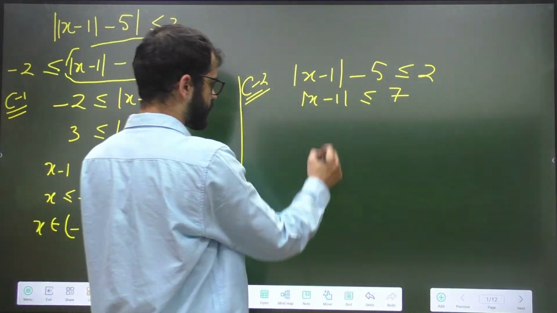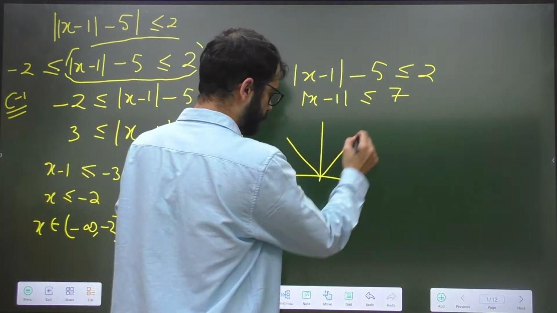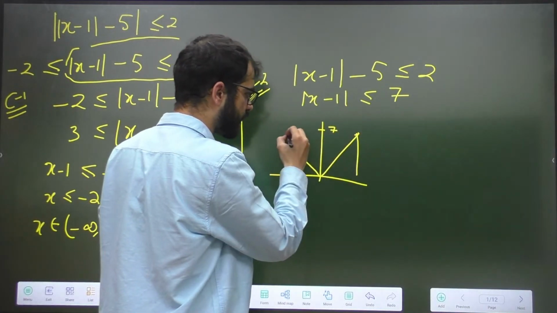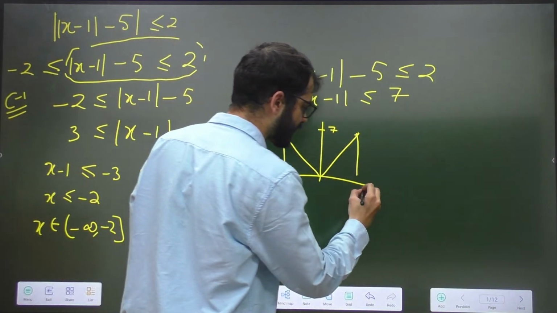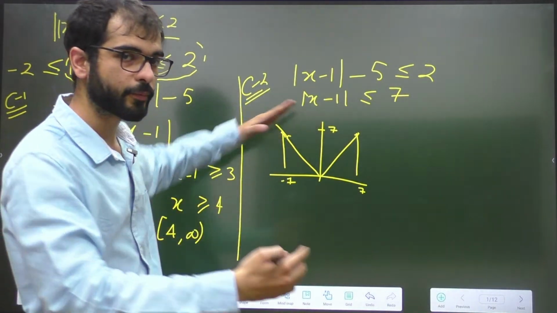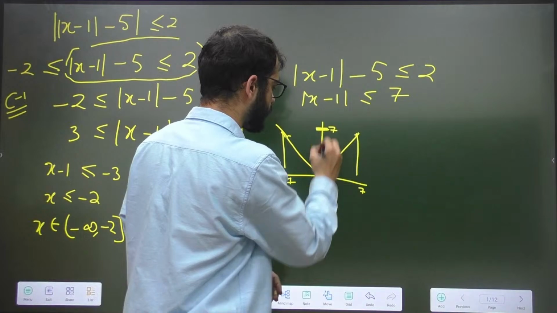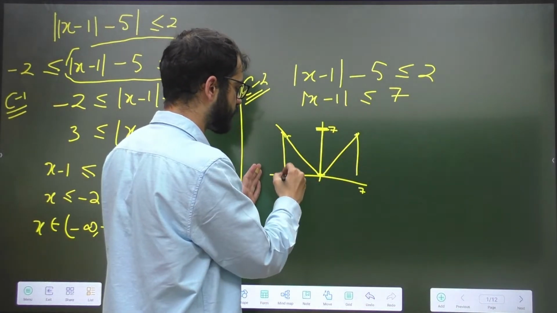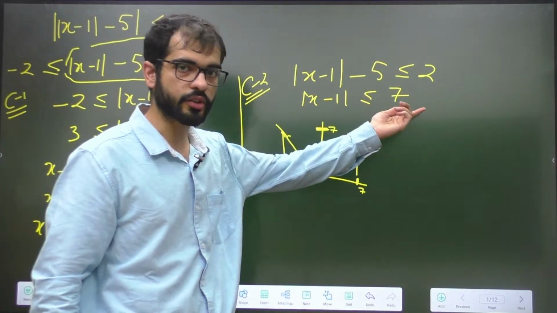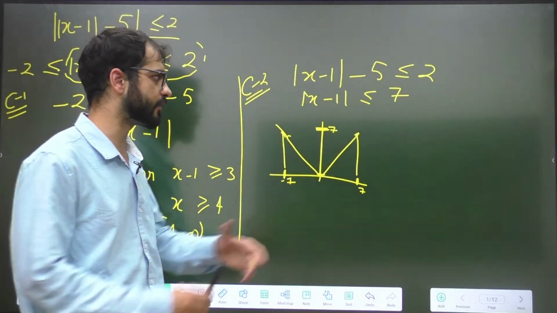Let's try to visualize it in the graph itself. If the output is less than 7, it means that the value will lie between minus 7 and 7. Only then is it possible for the modulus output to lie between 0 and 7, if the input lies between minus 7 and 7. So I'm going to say for the modulus to be less than or equal to 7, the input should lie between minus 7 and 7.